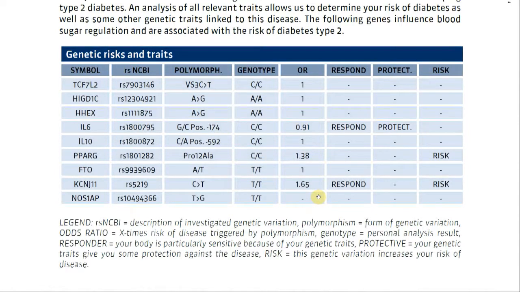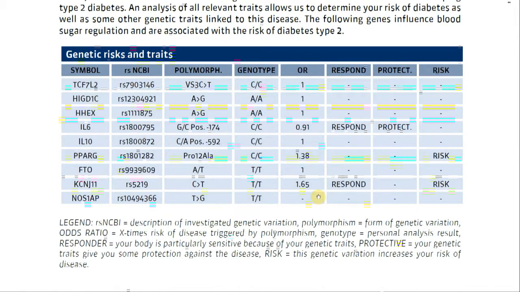Let's skip over this for one moment. Here, you have an increased risk, so a 1.65-fold risk. So 65% higher likelihood of developing diabetes than a person with the other type of gene. Here it's a 38% higher risk. So each one of them separately is evaluated here.